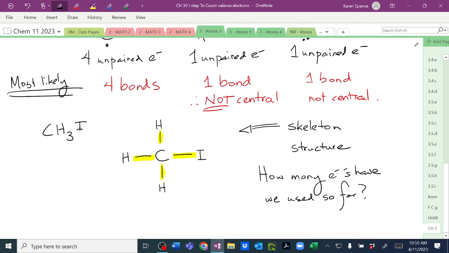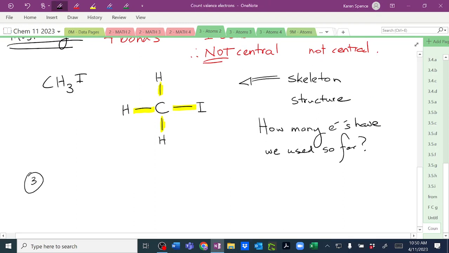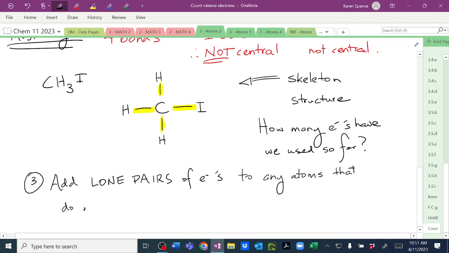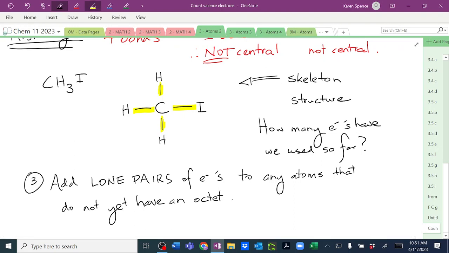Now, our step number 3, tell your partner what step number 3 is. If you have to read it, that's fine. What am I adding? I'm adding lone pairs. What's a lone pair? Describe to your partner what a lone pair is. Lone pairs are pairs that are not involved in bonding. They belong to one atom only.